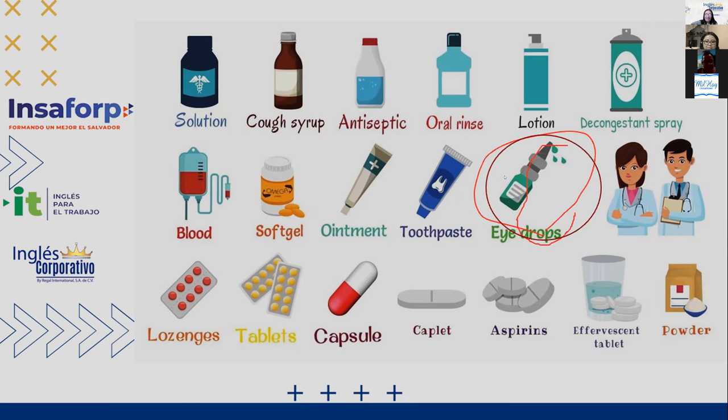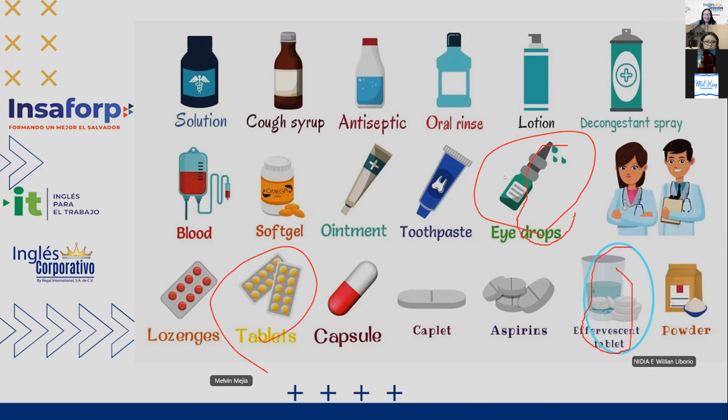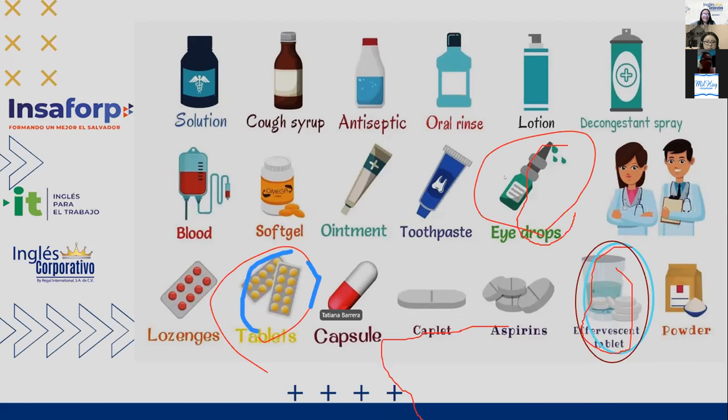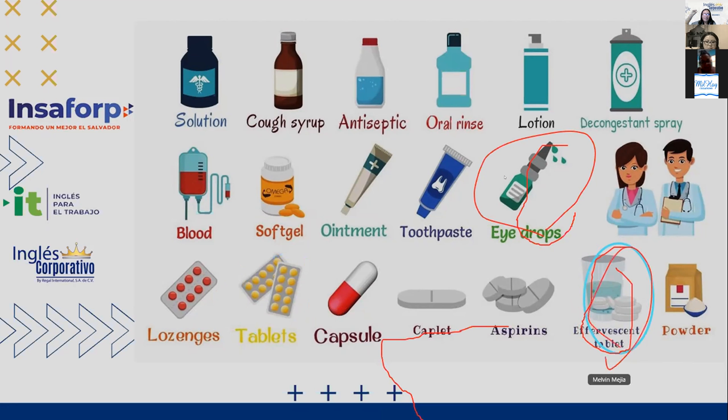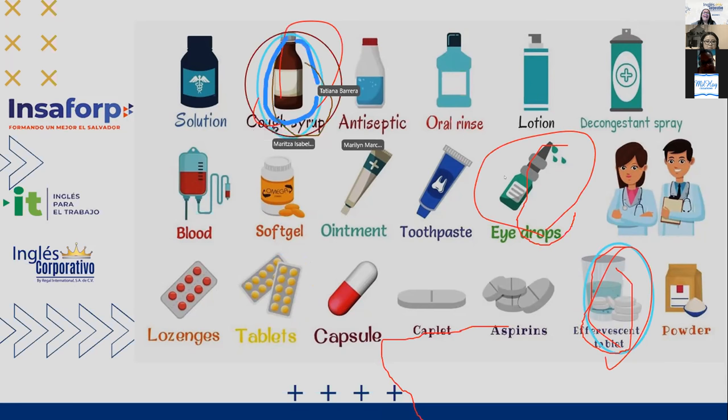Circle effervescent tablet. Para aquellos cuando tenemos stomachache, ¿verdad? Effervescent tablet. Si me están encerrando las otras tablets, no cuenta, ¿ok? Ya llevamos eye drops and effervescent tablets. Ok. Circle cough syrup. Cough syrup. Perfect. Alguien encontró el circle. Le queda bonito, ¿verdad? Y los otros puro pulso.